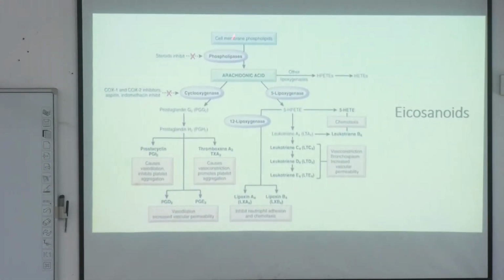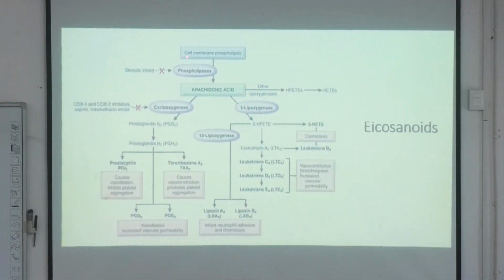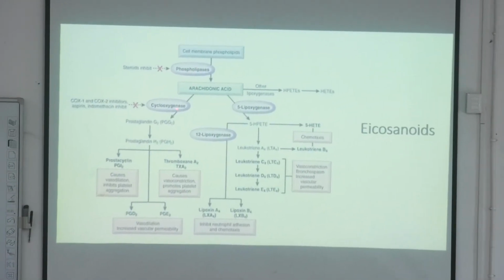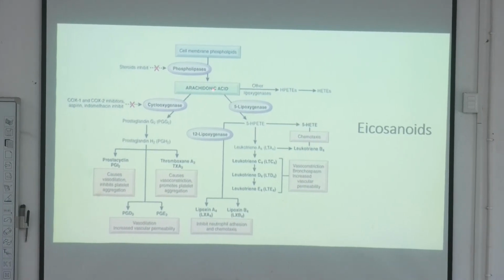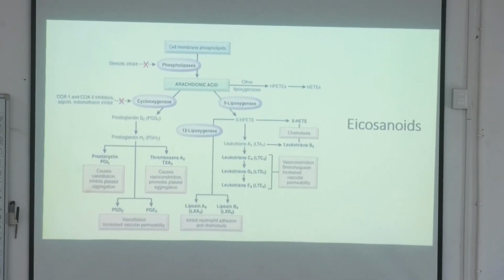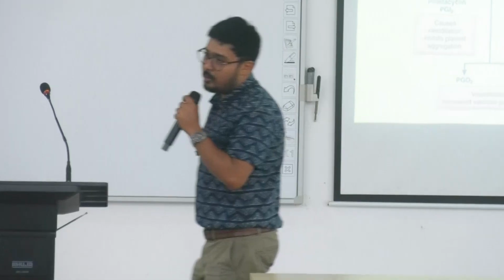So how are they formed? They are derived from cell membrane phospholipid. By the action of phospholipase, the formation of arachidonic acid occurs. The cell has a lipid bilayer, a protein lipid bilayer. So from the phospholipid of the cell membrane, by the action of the phospholipase enzyme, the cell membrane phospholipids are split into arachidonic acid.